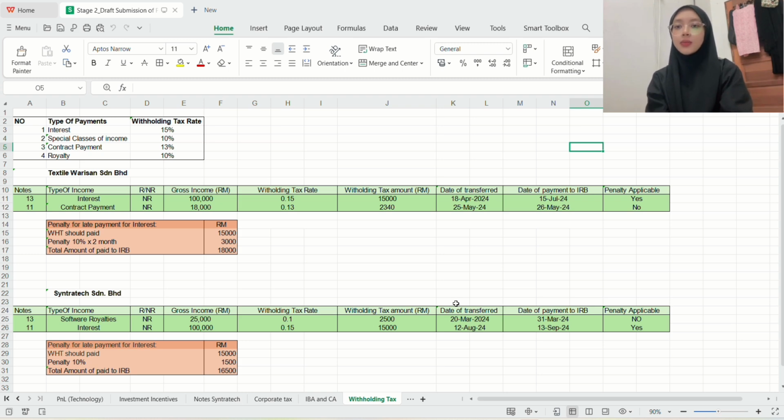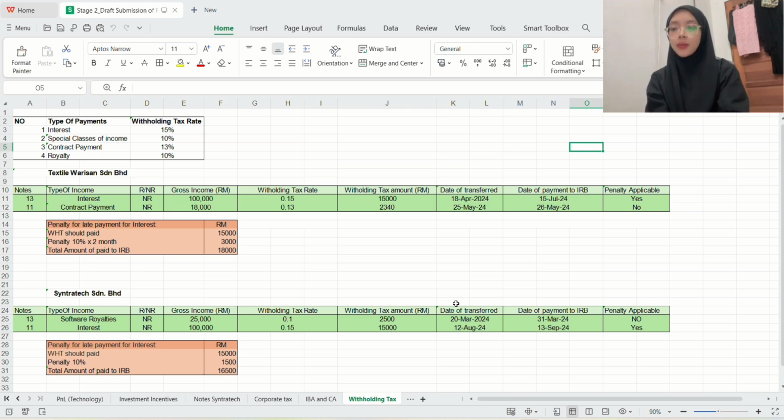There is a penalty for late payment for interest of Textile Warisan Sendirian Berhad. To get the total amount, we must multiply 10% penalty with withholding tax that should be paid earlier and multiply it again by 2 months because it had been late for 2 months. So the total amount that we will get of paid to IRB is 18,000.